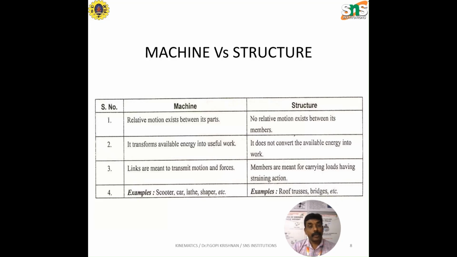And links are meant to transmit motion and forces in the machines, whereas for the structure, the members are meant for carrying loads only, having straining action. We can have a number of examples for the machine. We can have a scooter, car, lathe, shaper, electric fan, electric motor, all of which come under the category of a machine, whereas the roof truss, building, bridge, all come under the category of the structure. Now you can get the difference between the machine and the structure.